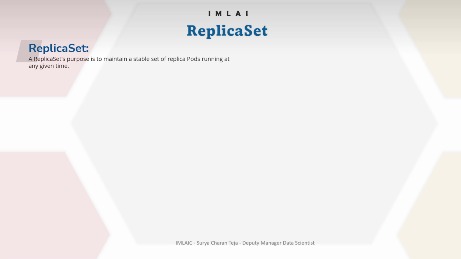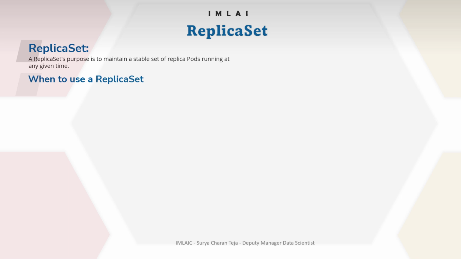A replica set identifies new pods to acquire by using its selector. If there is a pod that has no owner reference or the owner reference is not a controller and it matches a replica set selector, it will immediately be acquired by said replica set.